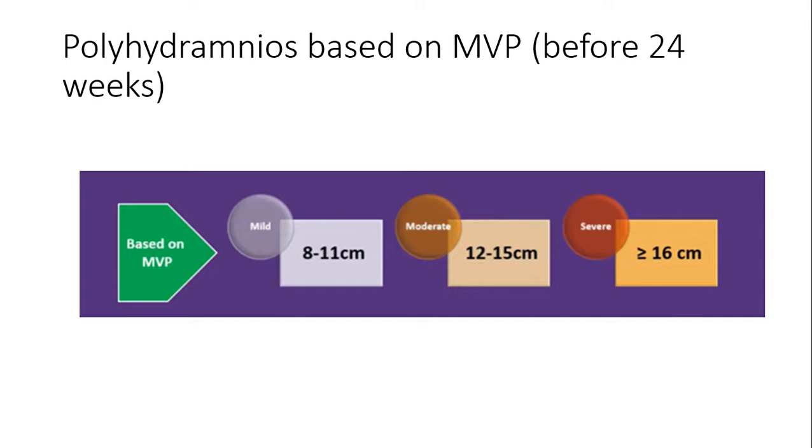Here is the data according to MVP, single pocket measurement before 24 weeks. If it is more than 8 centimeters up to 11 centimeters, it is considered to be mild polyhydramnios. If it is moderate polyhydramnios, the number is between 12 and 15 centimeters in the single pocket. If you measure amniotic fluid depth more than 16 centimeters, it should be considered as severe polyhydramnios.